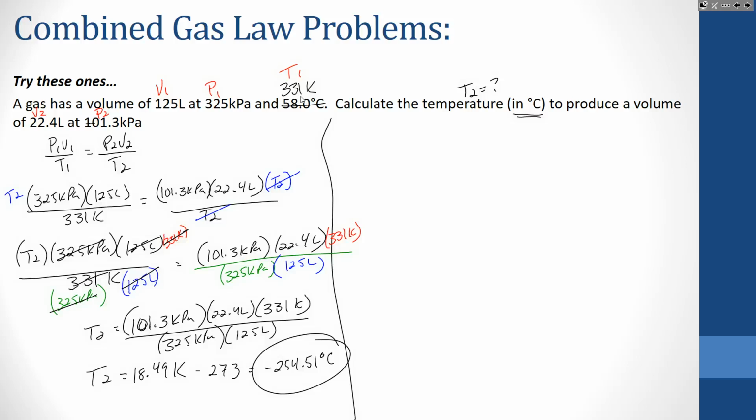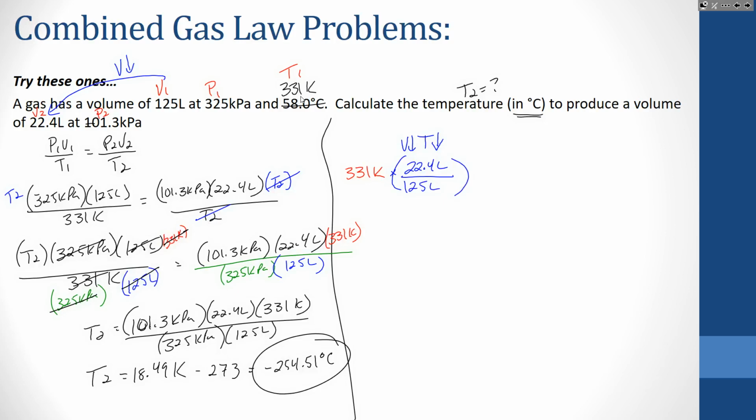So I'm going to start off by writing my temperature. 331 Kelvin, that's my starting amount. Now let's start off with a change in volume. The volume is going down, from 125 to 22.4. So volume goes down, that means the temperature should be going down. To make the temperature go down, I have to multiply by the ratio of volumes with the smaller volume on top, so 22.4 liters, and the bigger volume on the bottom, which is 125 liters. So there's your volume ratio.